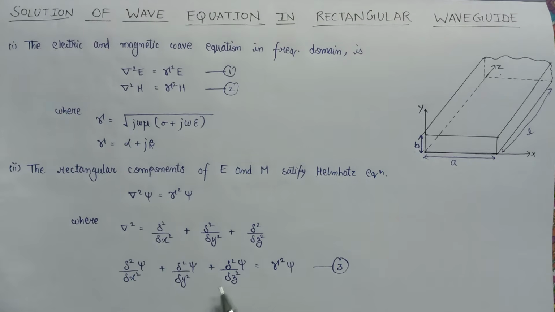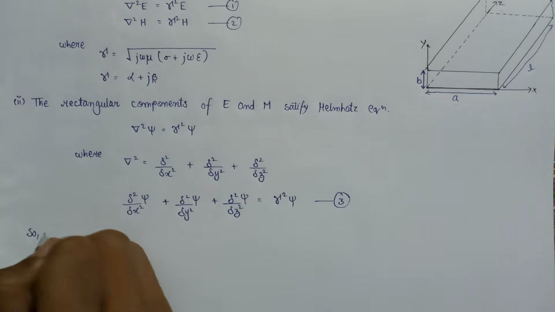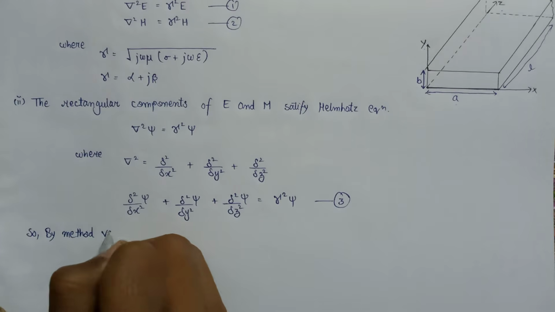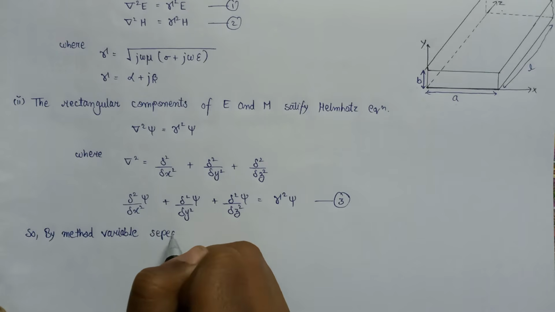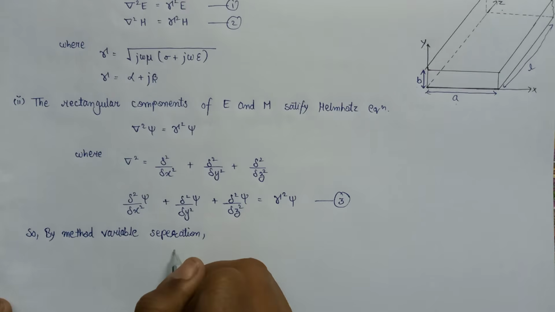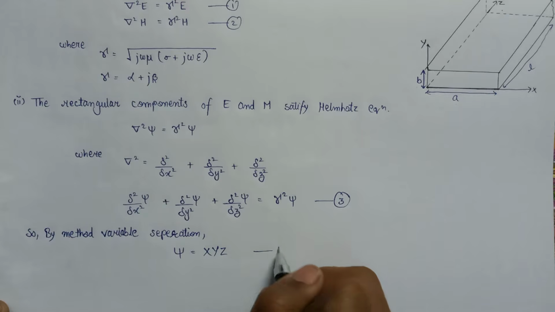If we analyze this equation, then we can say that it is a linear partial differential equation. So we can solve this equation with the help of the method of variable separation. By the method of variable separation, we can say that the value of psi equals X, Y and Z. This is our equation number 4.